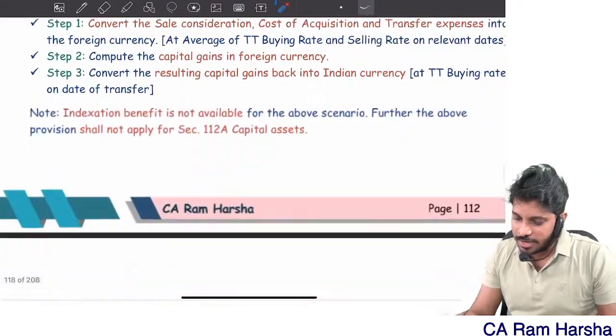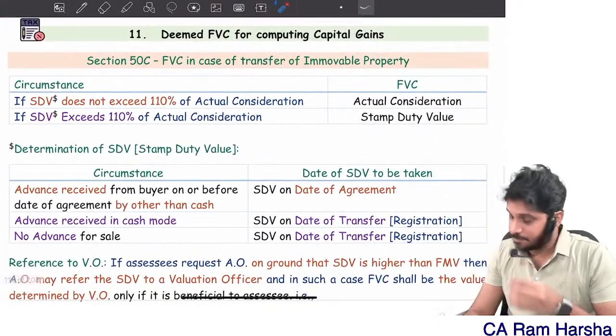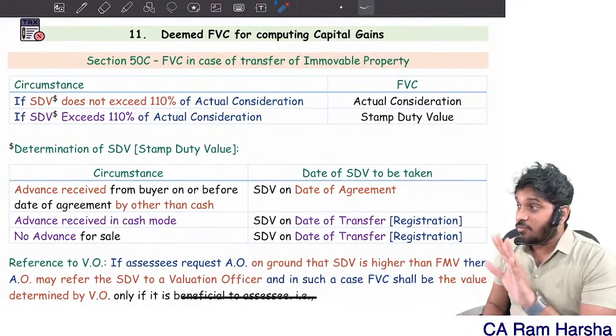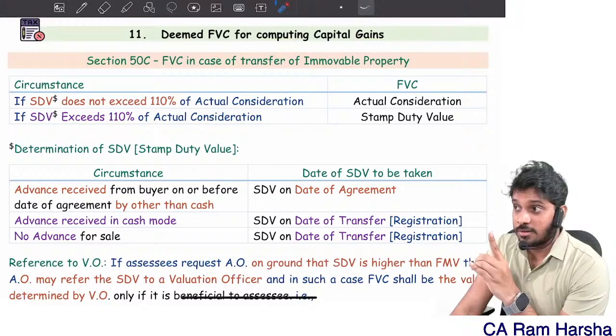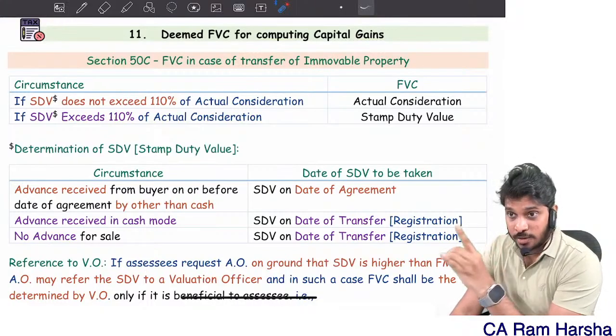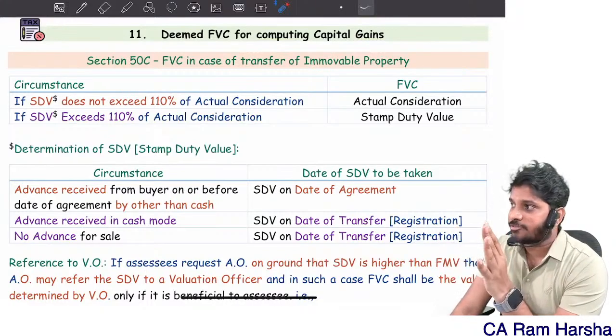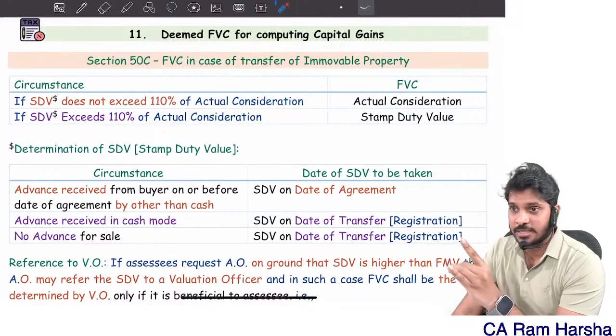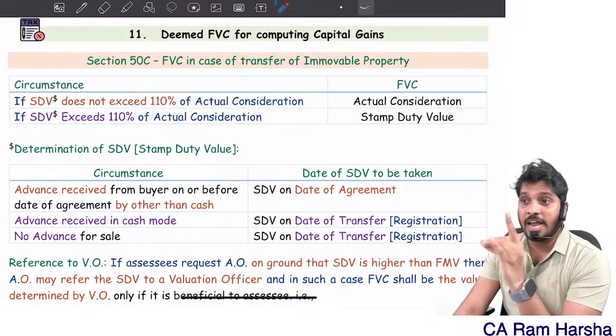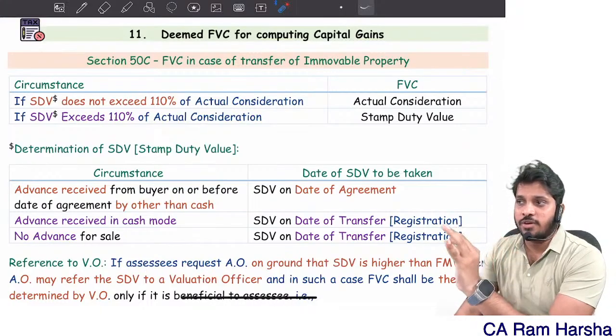What is full value of consideration? There is a section called 50C. Remember, many students will write the word sale consideration. When they are computing capital gains, they will write actual sale consideration. You will lose half mark there. You should never use actual sale value like that. You should always use full value of consideration. What is full value of consideration?